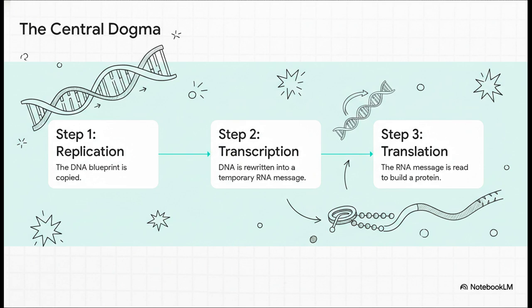But to use just one recipe, the cell doesn't drag the whole giant cookbook to the construction site, right? No way. Instead, it makes a quick temporary photocopy of a single page. That's step two, transcription. This creates a little message called RNA. And finally, that RNA message is read and, you guessed it, translated by the cell's machinery to build a specific protein. So it's blueprint to message to action.